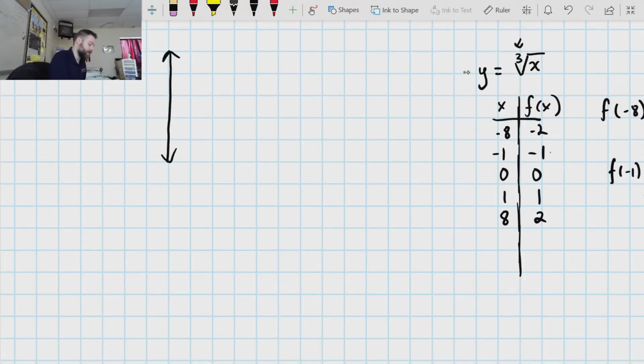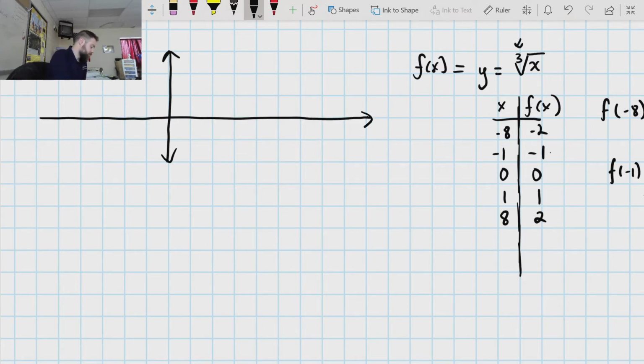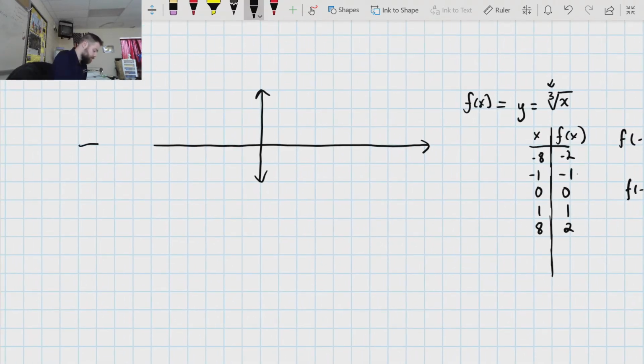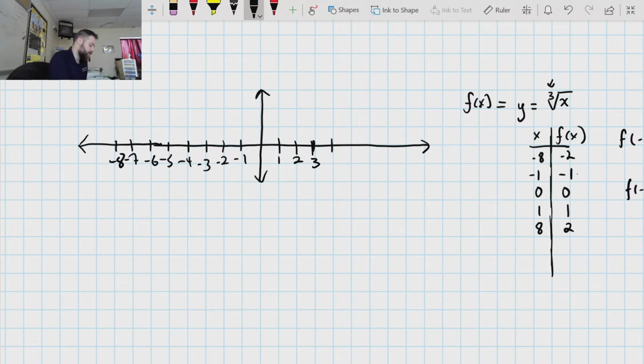And this is also, remember, f of x means the same thing, so reiterate that. F of x is just a more fancy way and a more defined way of saying y. And so what I have here is negative 1, negative 2, negative 3, negative 4, negative 5, negative 6, negative 7, negative 8, and then over here, positive 1, positive 2, positive 3, positive 4, positive 5, positive 6, positive 7, positive 8.